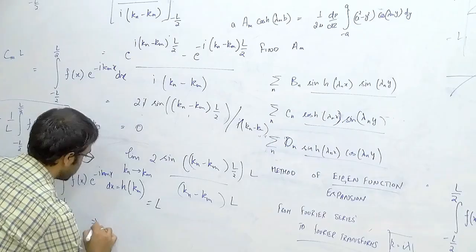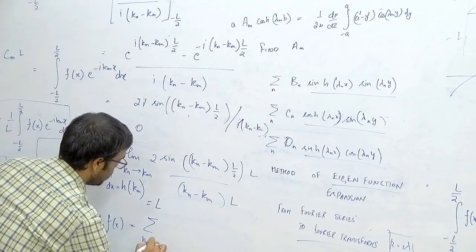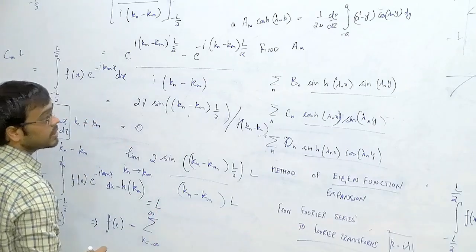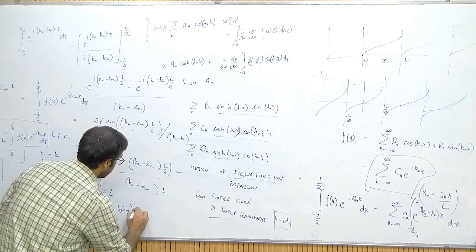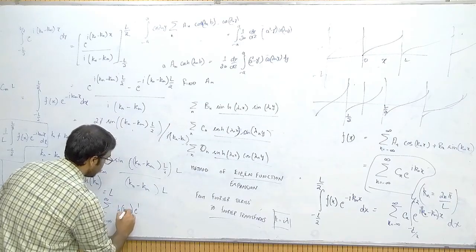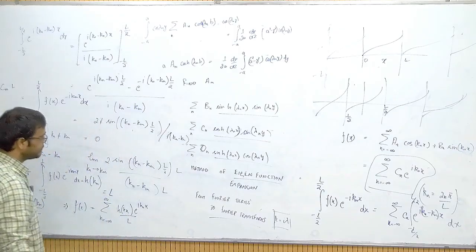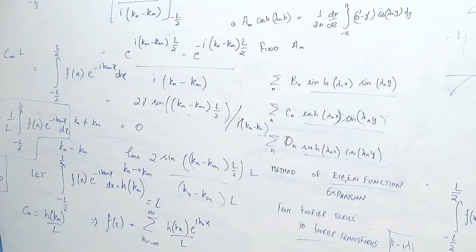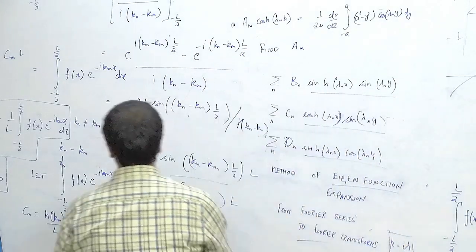So, f of x is the summation from minus infinity to infinity of h of k_m e to the power i k_n x by L. This is what I have to evaluate in the limit L tends to infinity.